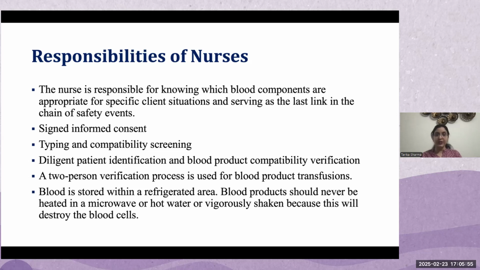You should also keep in mind that blood is stored in a refrigerated area, and these blood products should never be heated in a microwave or hot water, or vigorously shaken, because if you shake it vigorously, it will destroy the blood cells. And the cryoprecipitates, sorry, the fresh frozen plasma, it is important that you thaw them before using them on the patients. In some cases you might have to give warm fluid to the patient, but again it is not applicable everywhere, and only if it is indicated should it be done.